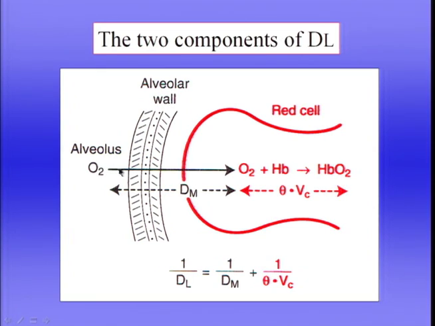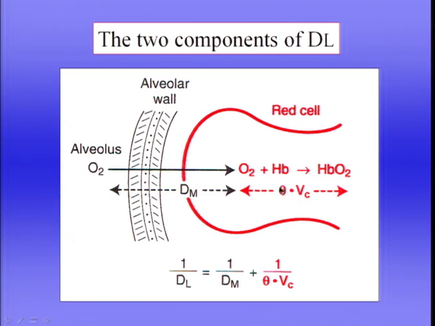The one is the diffusion through the blood-gas barrier and through the contents of the capillary until it combines with the hemoglobin. And we're going to call that DM, M for membrane. So that's the diffusing capacity of that membrane. That's the physical diffusion process there. And the second is this reaction rate of the oxygen with the hemoglobin. We're going to indicate that as theta Vc, where theta is the rate of reaction of oxygen with hemoglobin, and Vc is the volume of blood in the pulmonary capillary. And incidentally, V here means volume, and the lowercase c is used because we're talking about blood, volume of blood in the pulmonary capillary.